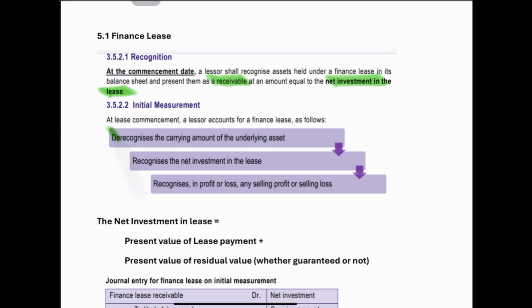The step is that you have to derecognize the carrying amount of the underlying asset. Land and building, whatever it is, you have to derecognize it. You will not continue to disclose them as property, plant and equipment, and you recognize the net investment in the lease and recognize the remaining difference in the profit and loss account as selling profit or loss. Any difference between the carrying value and the net investment value can be a profit or loss, which is recognized in P&L.